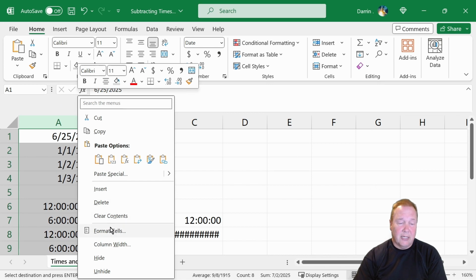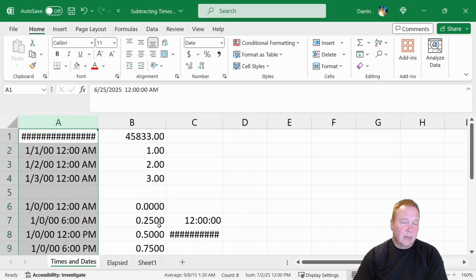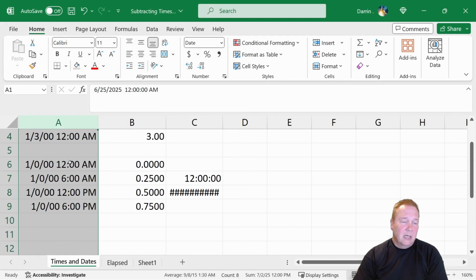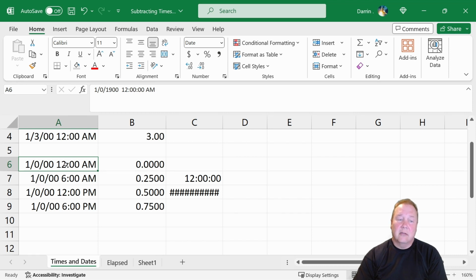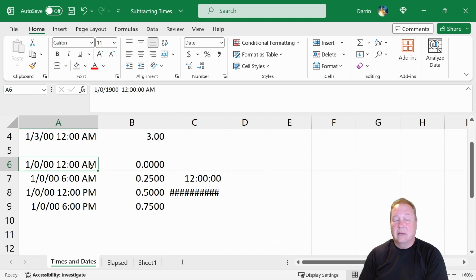We can change this format and show that. If we come over here to date, and pick the date time format, you can see that what was entered as just 12 midnight is actually January 1st, 1900 at 12 midnight. So what we're doing is, actually it's January 0th, and we're adding one to make it January 1st, so now it can subtract. Okay, that's really all there is to it.